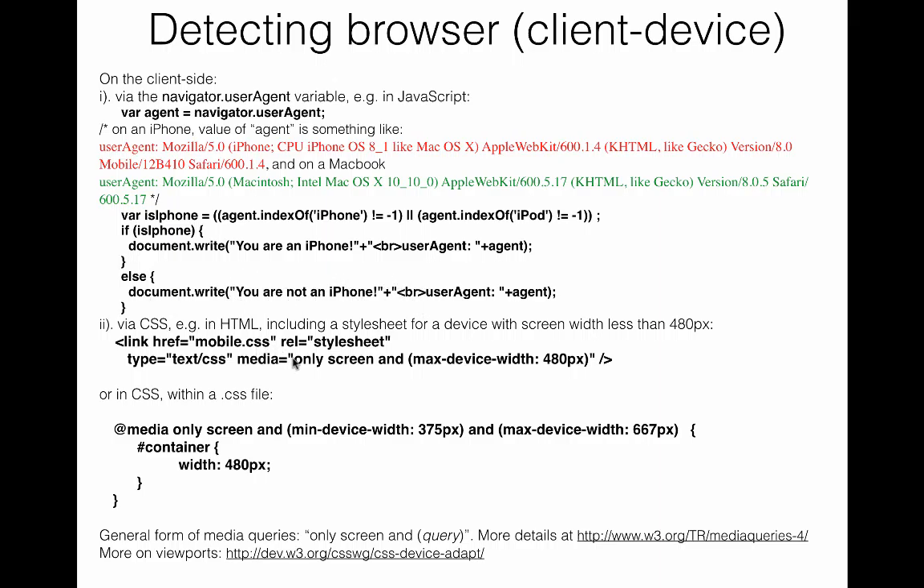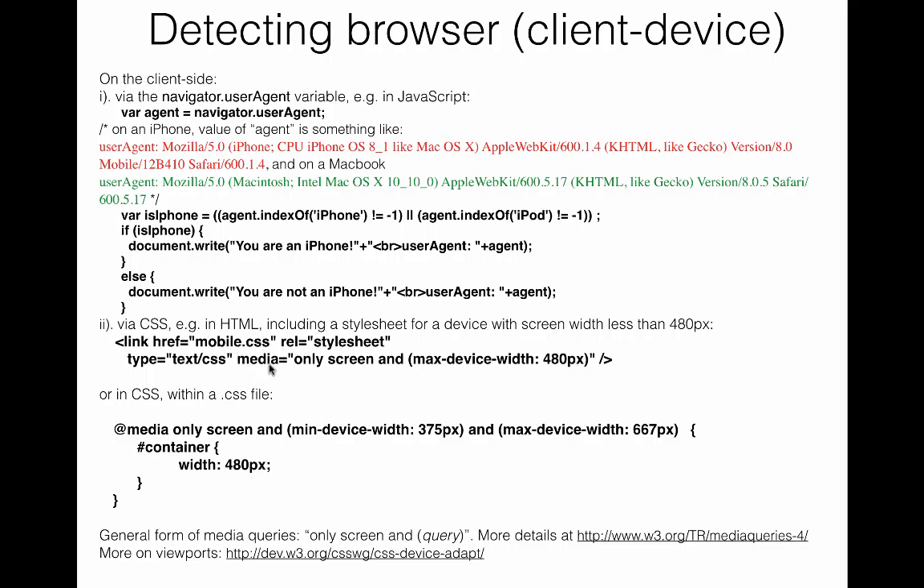Or you might want to apply different style sheets according to the type of device, according to the screen size, for instance. So you want to apply this style sheet mobile.css on condition that you have a device whose screen width is less than 480 pixels, and this is quite typical of smartphones of today, right? So the 4 or 5 inch smartphones will have a maximum device width of 480 pixels. This is the screen width, right?